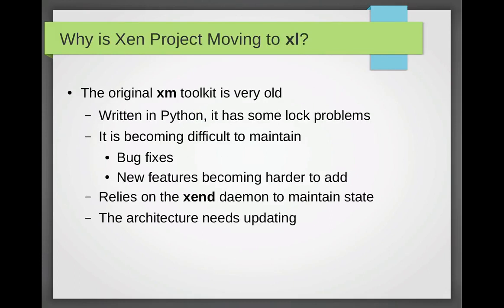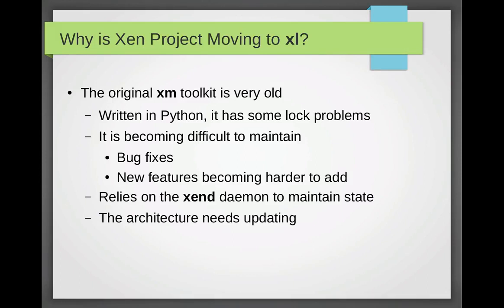So the first question, of course, is, why XL? XM's been here for 11 plus years. It's still hanging on, and it's worked admirably, but it was written in Python, and it has a history of locking problems under certain circumstances. It's also becoming kind of crufty. It's hard to fix bugs, and new features are really tricky to add at this point.